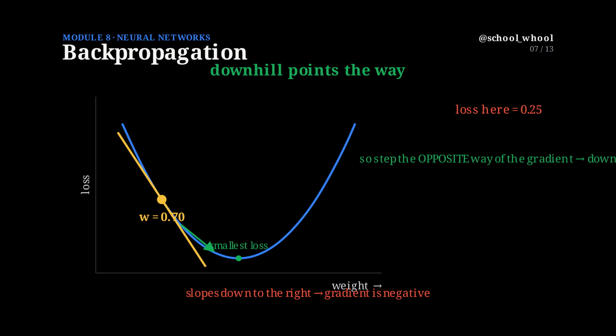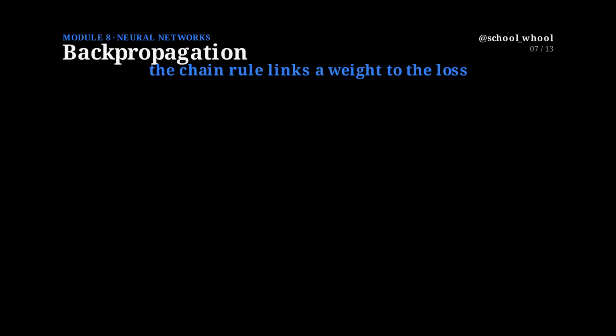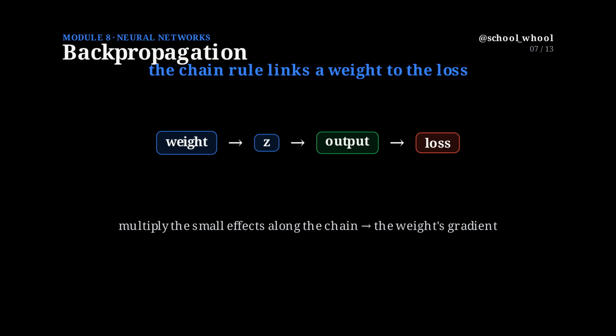But most weights are buried deep in the network. How do we find the slope for a weight that never touches the loss directly? We follow the chain. Changing a weight changes its z, which changes the neuron's output, which changes the loss. Multiply those small effects together, link by link, and you get the gradient for that weight. That's the chain rule.